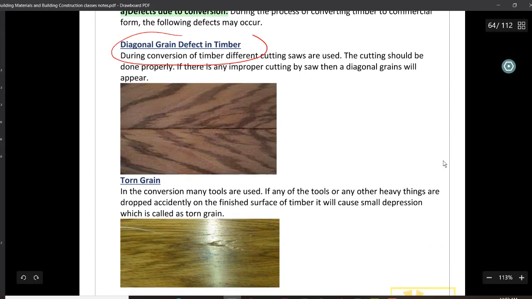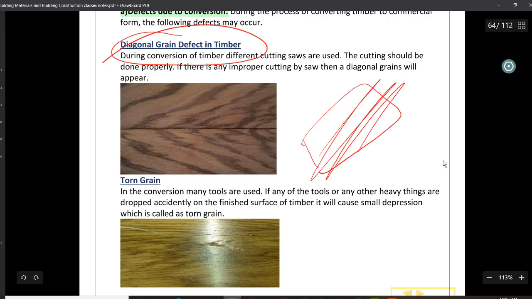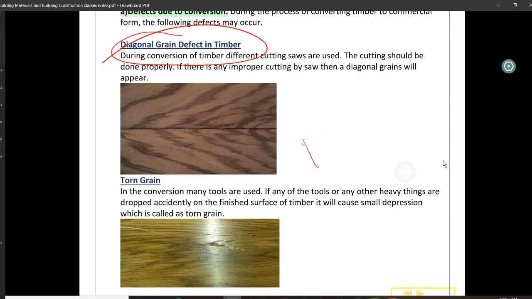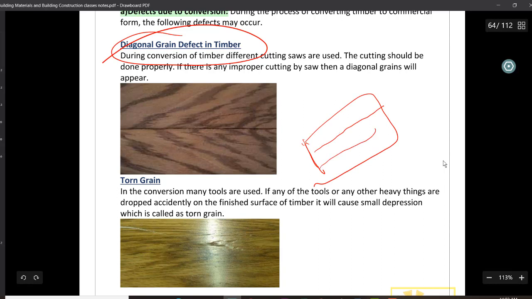The first one is the diagonal grain defect. Diagonal grain means, whenever you are sawing, as you must have seen a carpenter sawing the surface, and you cut improperly, then you will get diagonal grains. The grains which should be like this are now like this. You can see, right? We are getting diagonal grains. What happens due to this? Strength is reduced. Okay? Strength is reduced.